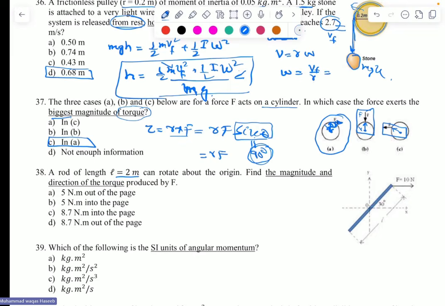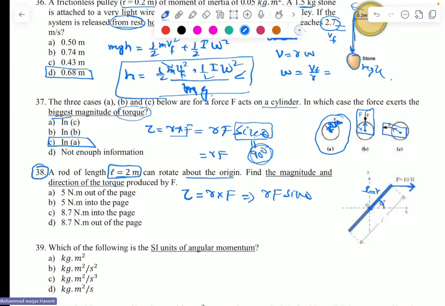Next question. Okay, thank you, doctor. A rod of length 2 meters can rotate about the origin. Find the magnitude and direction of the torque. This is also a torque question. Torque is R cross F, which is R F sine theta. The origin is here, this is your moment arm, this is the force, and this is the angle. So this is R. The whole length is 2 meters, but R, from here to here, is equal to 1 meter.